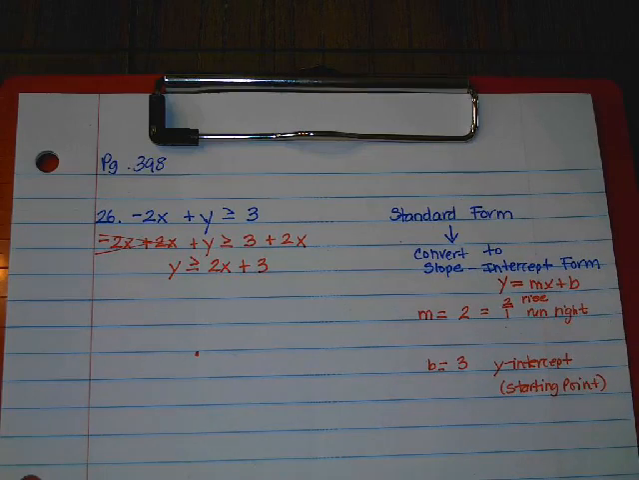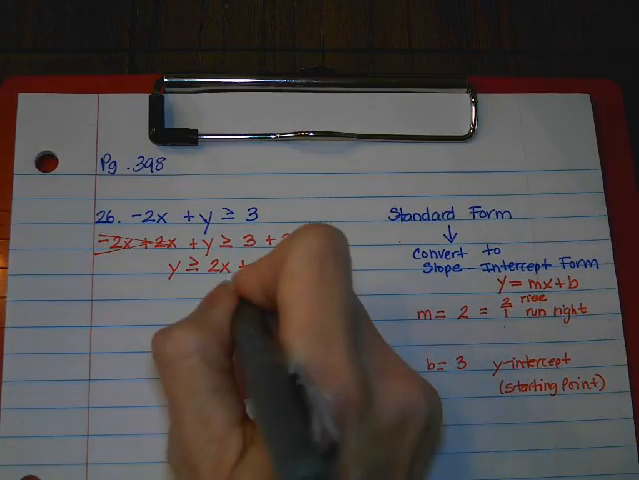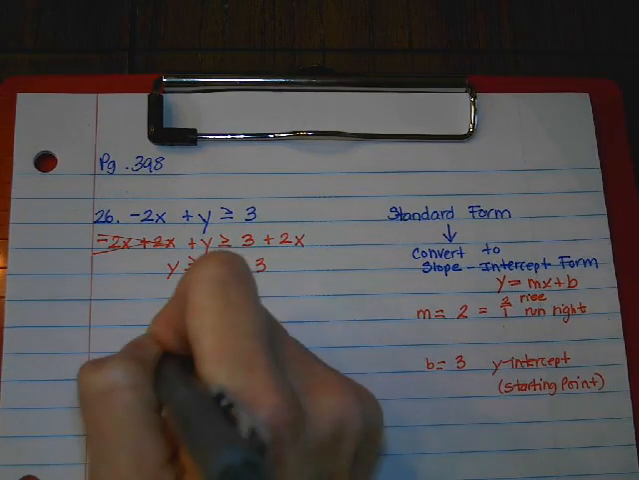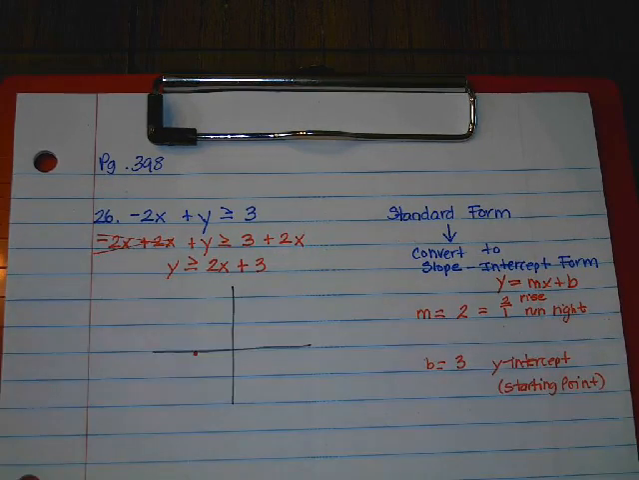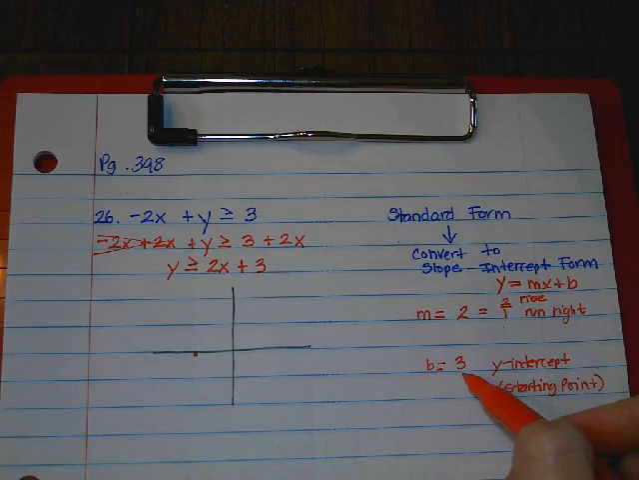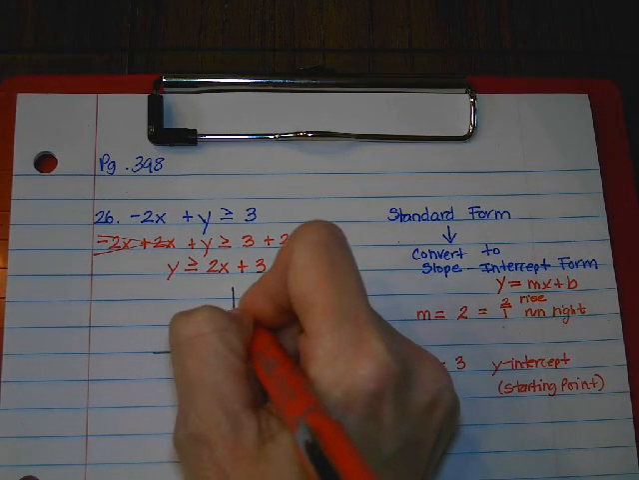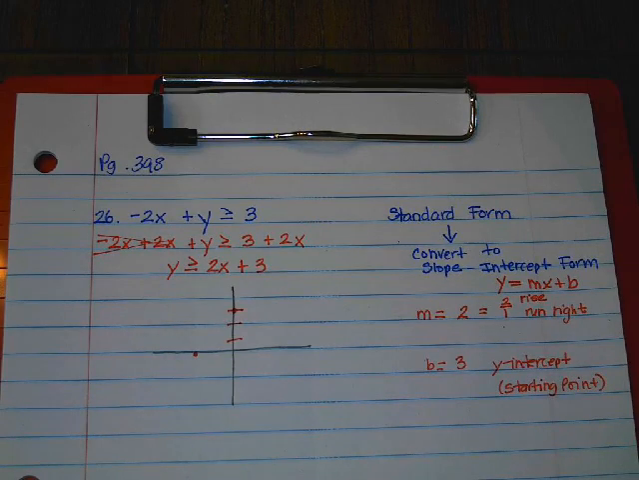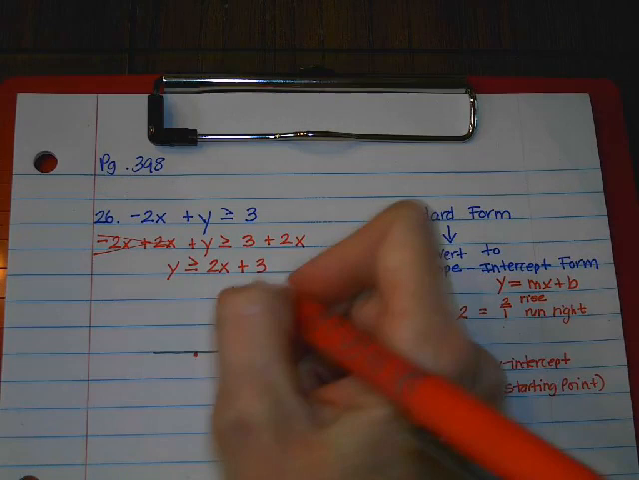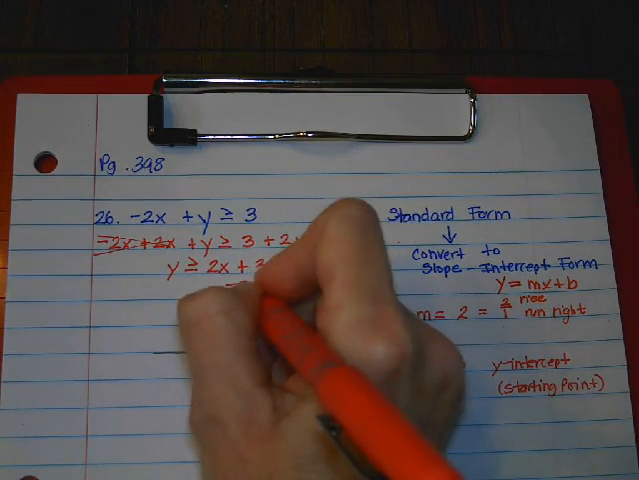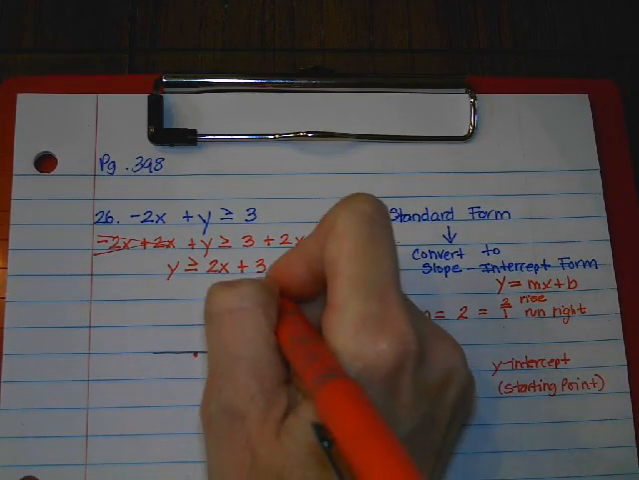All right, so I'm going to go ahead and draw a little graph for us. All right, so here we go. My y-intercept is positive 3. So I'm going to go up 1, 2, 3. That's my first dot right there. My slope is 2. So from this dot, I'm going to rise 1, 2. And then I'll run right 1.